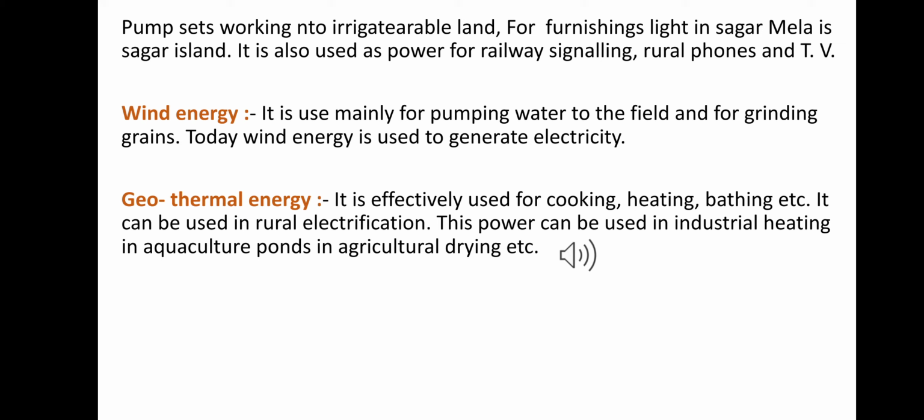Wind energy. The development of wind power in India began in 1990, and it has increased sufficiently in the last few years. India has the fifth largest installation of wind power, and it is used for pumping water to the fields, for irrigation and for grinding grains. And today wind energy is used to generate electricity.